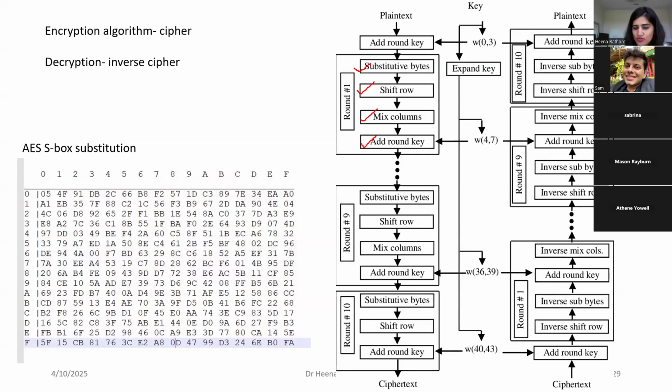I'll tell you what happens in each one of them, but each round comprises four of these specific modules. The only difference is that in the last round, we do not have mix columns. This specific module is missing. Otherwise, the rest of the rounds are exactly the same. So you substitute the bytes, you shift the row, you apply mix columns, and you do the add round key.